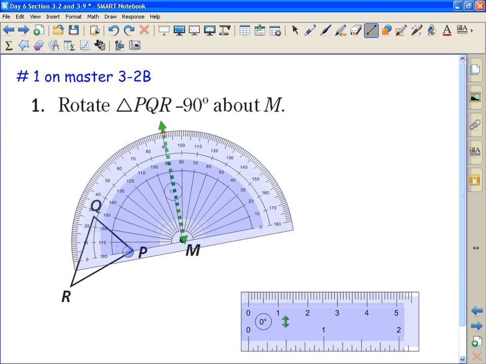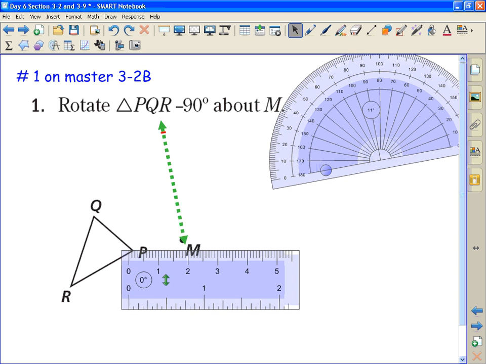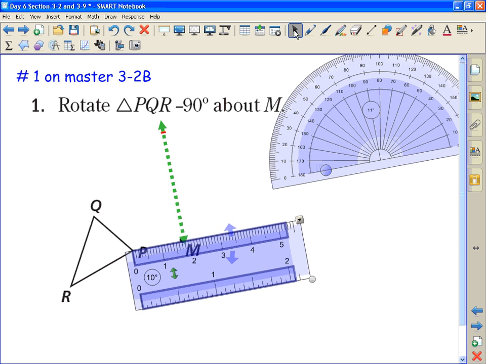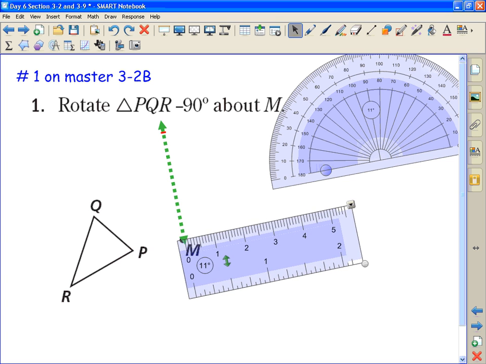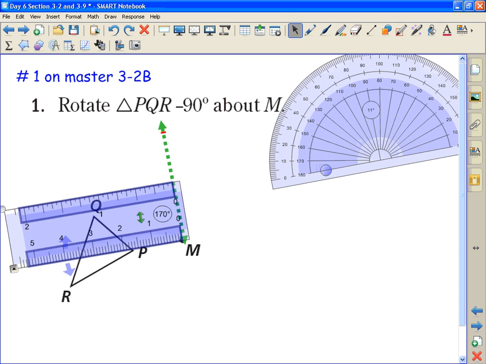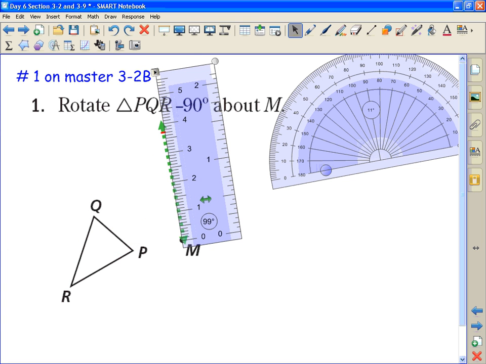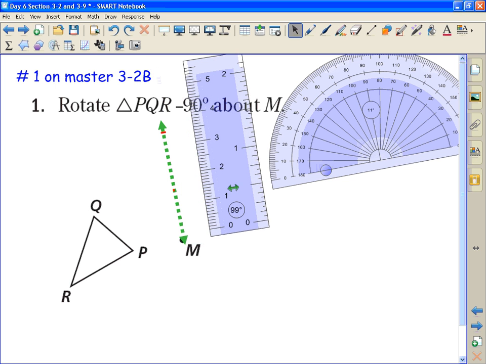What I next need to determine is how far away from M it's going to be. If I measure the distance from P to M, notice I'm using all my measurements in centimeters. I have 1.7 centimeters. So my new point P, P primed, has to be 1.7 centimeters away from M. I'm going to find 1.7, make a red dot there, slide my ruler away here, make it a little bigger. That's my point P primed.